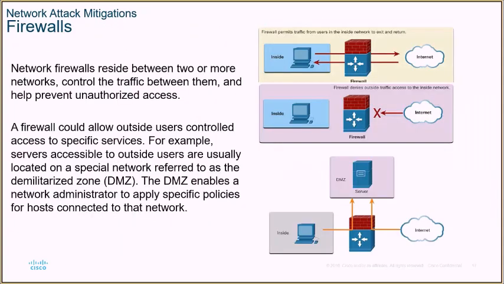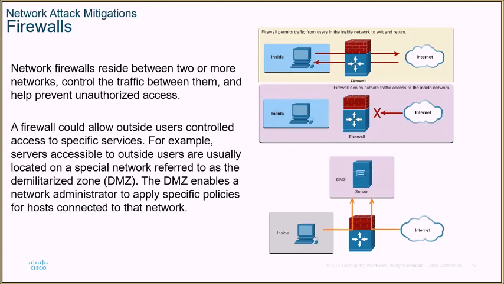Okay, so firewalls, of course. Basically, there are two types of firewalls. There are host firewalls, and then there are firewall devices which are on the border between your networks. Network firewalls reside between two or more networks and control the traffic between them and help prevent unauthorized access. So a firewall could allow outside users controlled access to specific services.